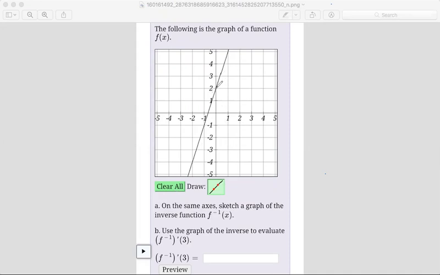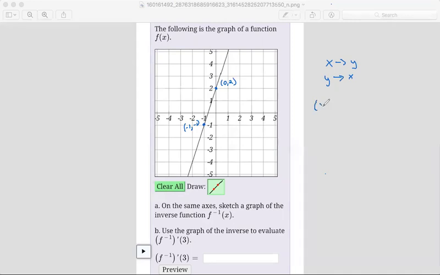So let's identify, here's a point that is (0, 2). Let's find another point. Here's a point right here that is (-1, -1). And the idea of the inverse function is that you take all of the x values of the original function and you make them into y values. You take all the y values and you make them into x values.